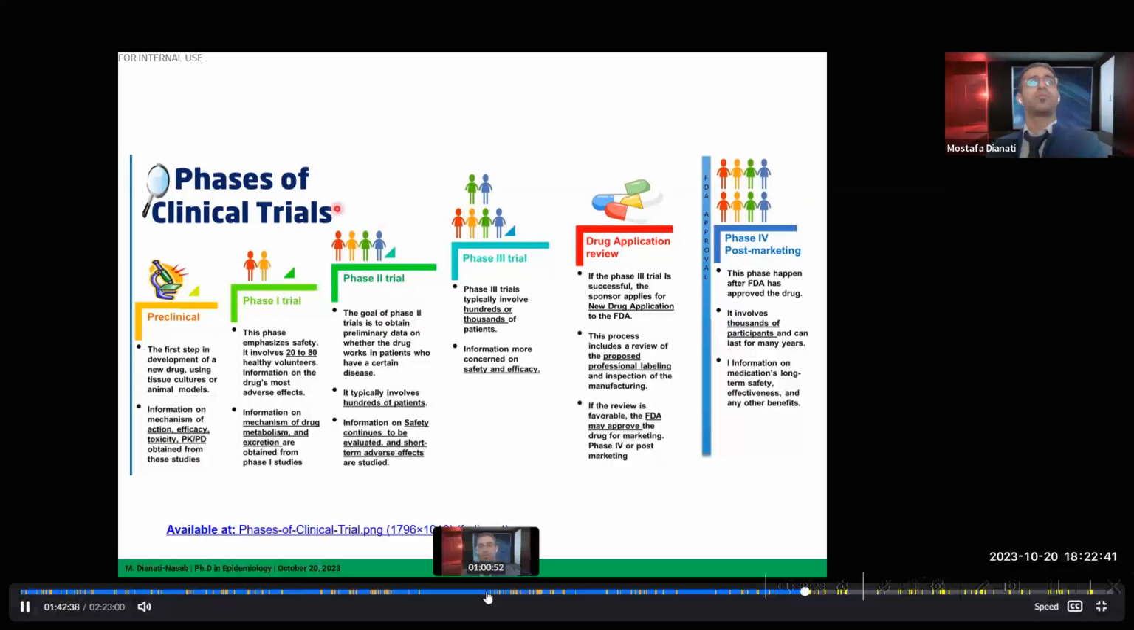Then we have phase 2 trial. In this case, we can say that up to 500 individuals can be included. And then we will look at, for example, the safety or adverse effects of the intervention. Phase 3 trial can include 1,000 or more individuals in your study. And in this category, we mainly look at the safety and efficacy of our trial.